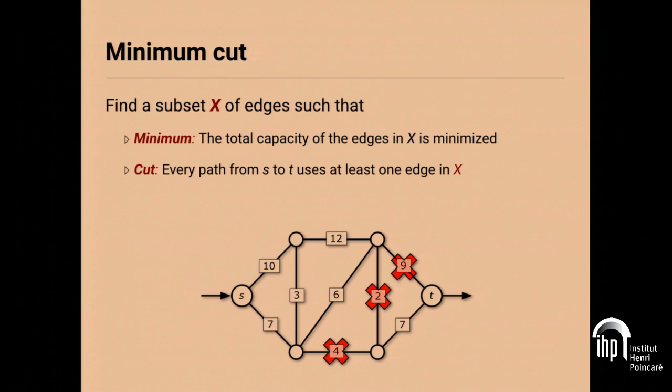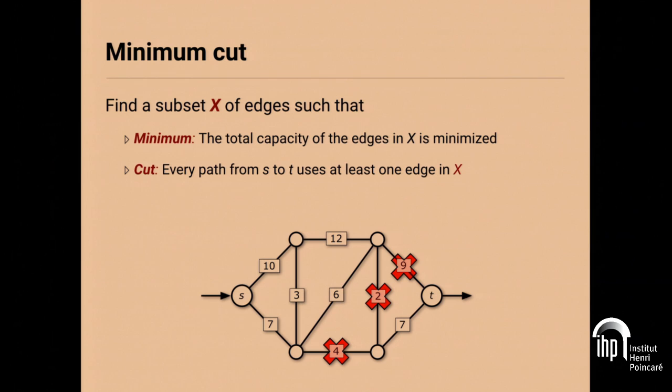The other problem, the minimum cut problem, is I want to find a subset of the edges, which I'll refer to as the cut, that have the property that every path from S to T goes through at least one of these edges. So if I delete these edges, there are no more paths from S to T. The graph is not just disconnected, but disconnected in the right way. And secondly, the total capacity of the edges that I delete needs to be as small as possible.